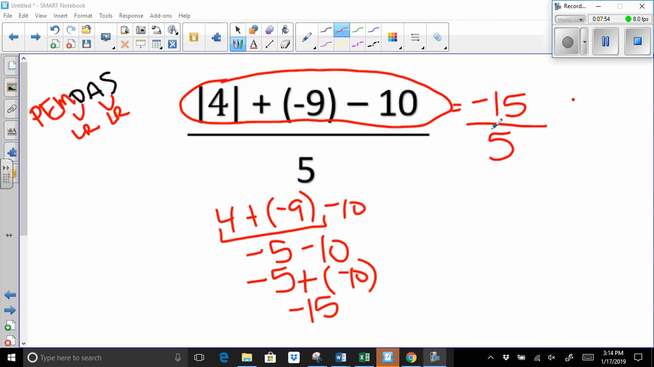So now to solve this problem, all we have to do is see how many times can 5 go into negative 15. Remember, when you're multiplying or dividing by negatives, if the signs are opposite, then your answer is going to be negative. So let's go ahead and automatically put that negative symbol down. Now we just need to think, how many times can 5 go into 15? And it can go in 3 times. So our final answer for this problem is negative 3.